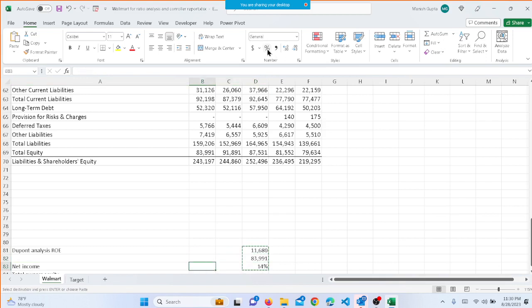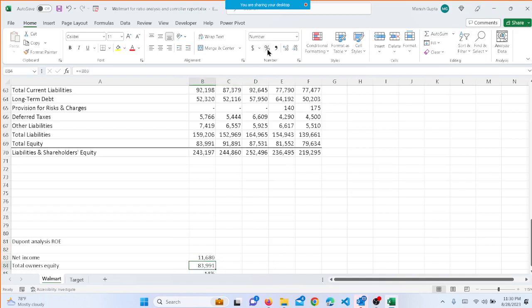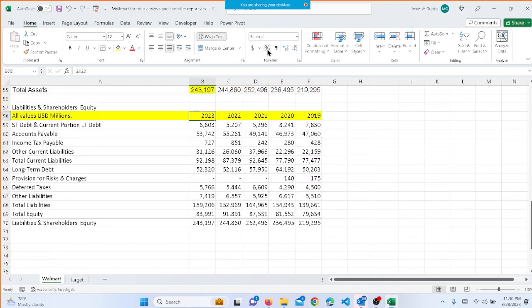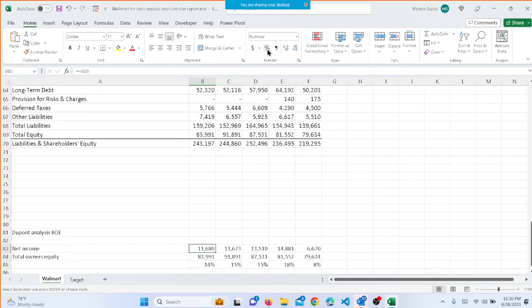We share it in this way so that I can copy it. Sorry, I can copy this over a period of time to see the preference, to see the growth on return on equity over a period of different time, right?